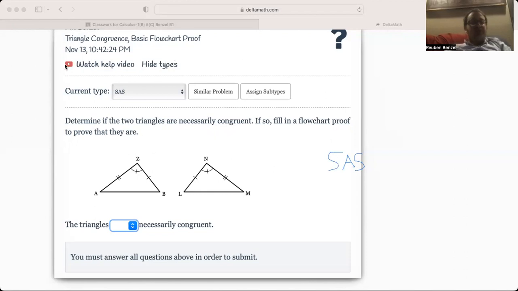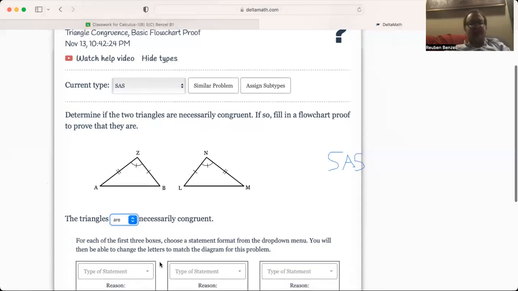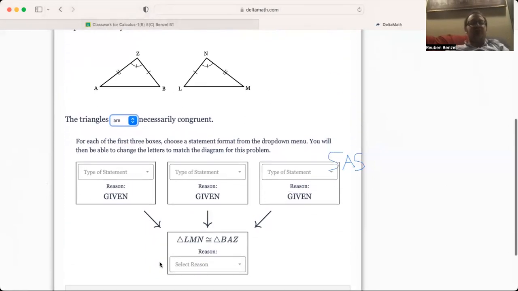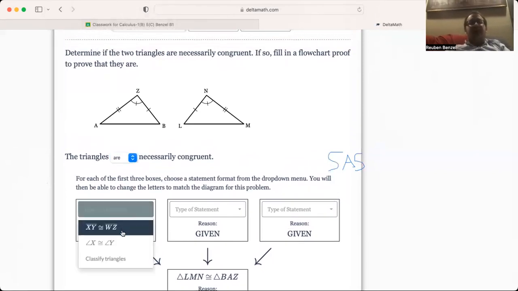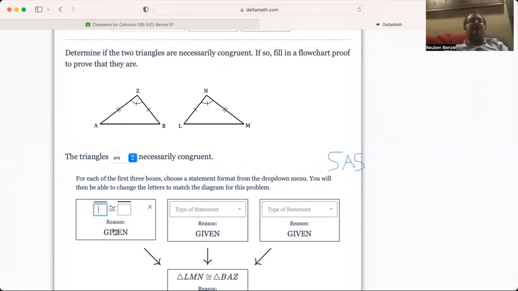So what I would do next is look at, are these triangles congruent, which they are if it's SAS, and then we're going to be looking for evidence. And Delta Math has sort of a drop-down menu. So at this level of proof, you can either say that a pair of sides are congruent, say that a pair of angles are congruent, or classify the triangle. We're just going to match the sides.